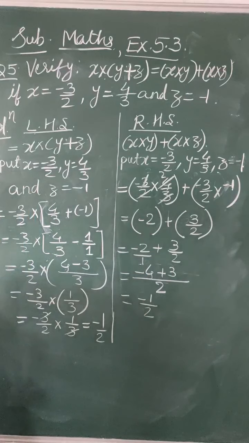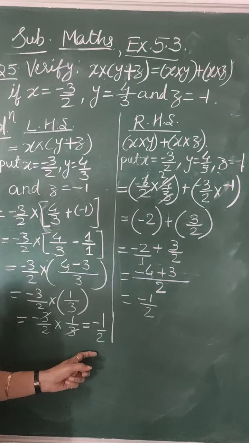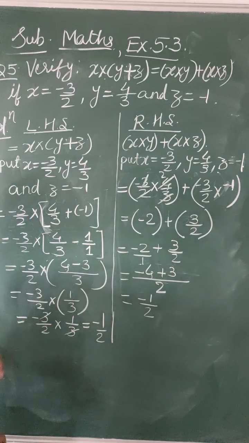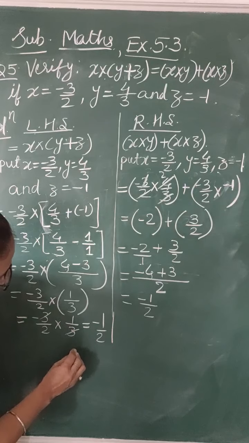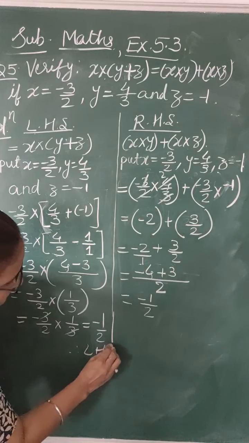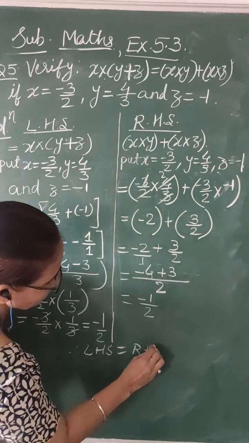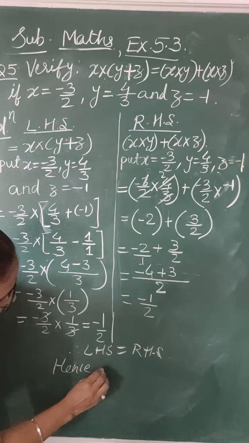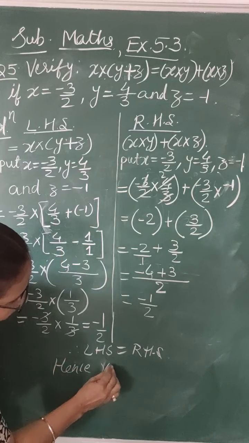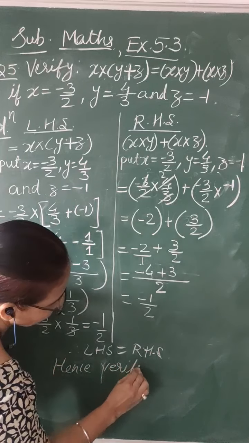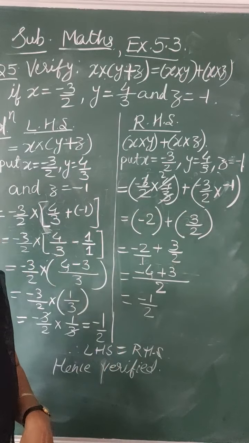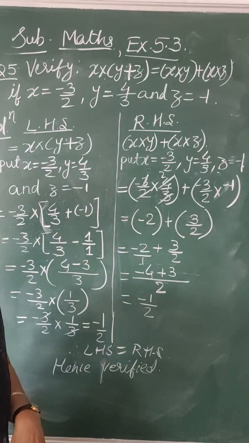Now you observe these two. LHS is also minus 1 by 2, RHS is also minus 1 by 2. So now you can write, therefore LHS is equal to RHS, hence verified. You can write hence proved also. So hence verified.